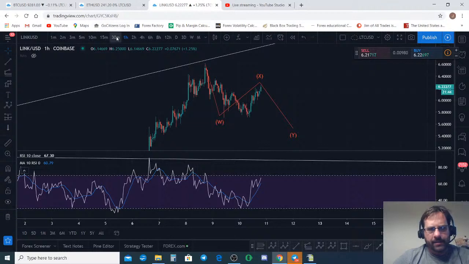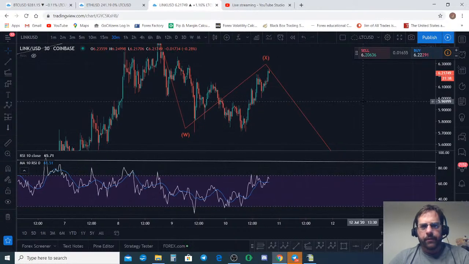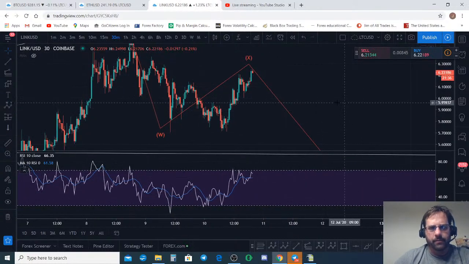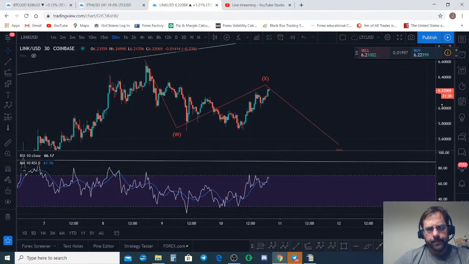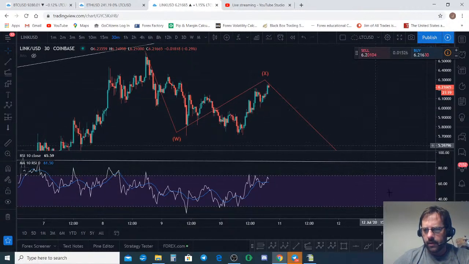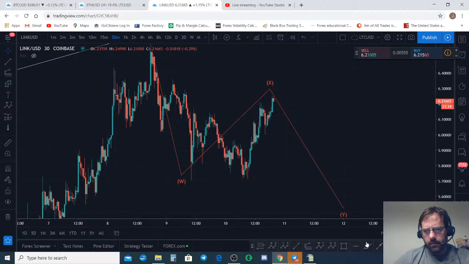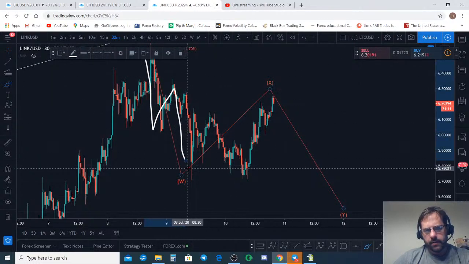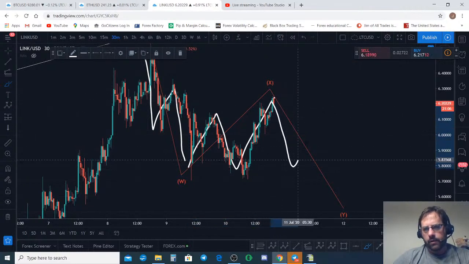Let me show you why it's pretty easy to see. So flat correction is a 335 wave count. Okay, it's a 335 wave count. WXY is a 333 wave count. So let me just show you. There's 3. There's 3. And now we're looking for 3.